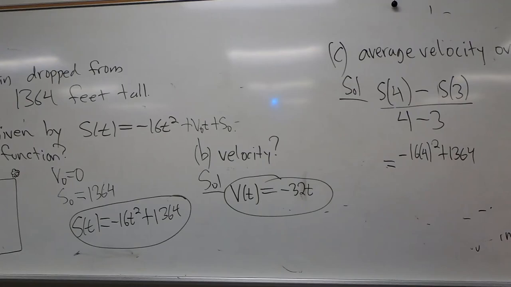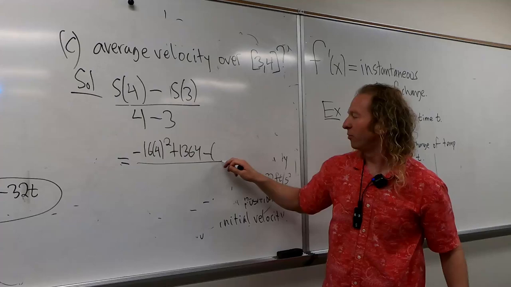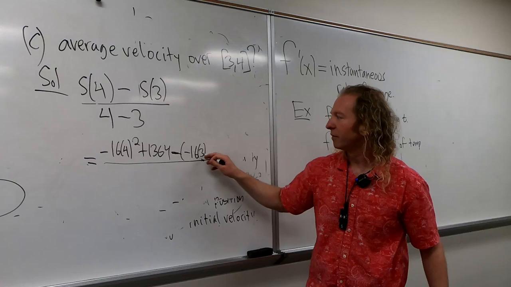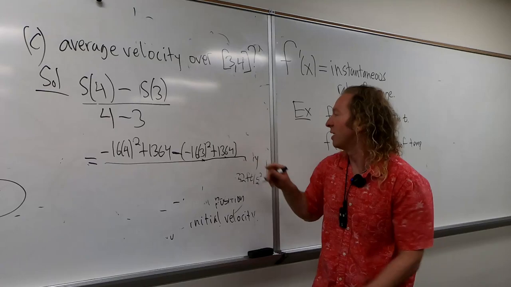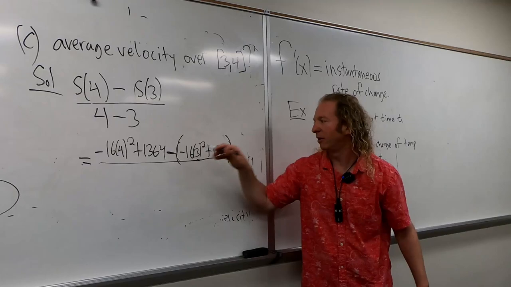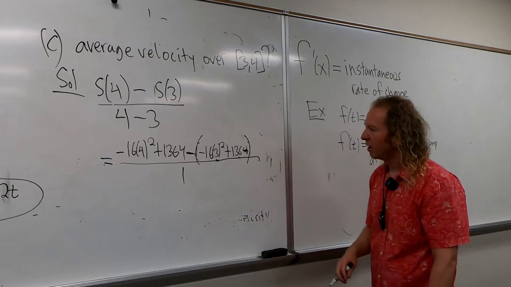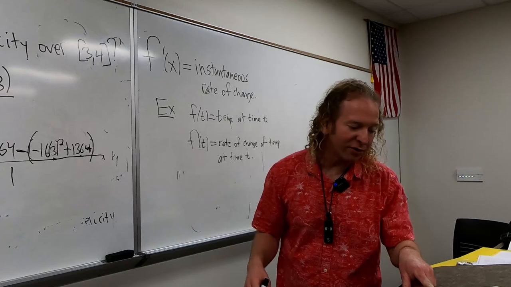Minus S of 3. It's two terms, so I'm going to put parentheses. So it'll be negative 16 times 3 squared plus 1364. Okay, and then I think I did that right. There we go. It's a little more clear. 4 minus 3 is just 1. And then I put this in my calculator. I did this beforehand. I got negative 112 as the final answer. You could check if you want. Feet per second.